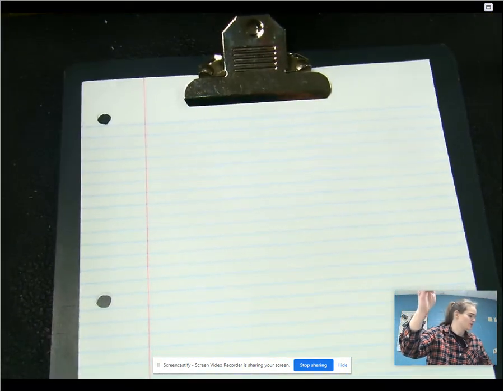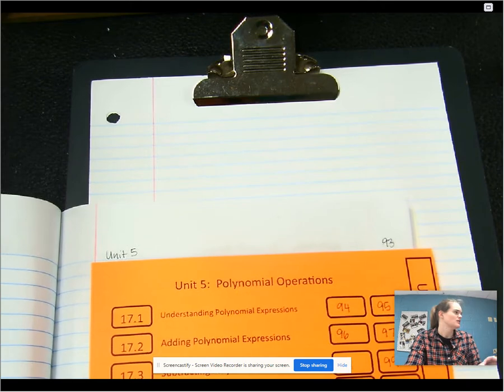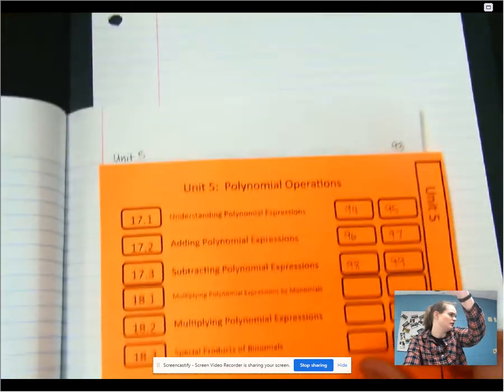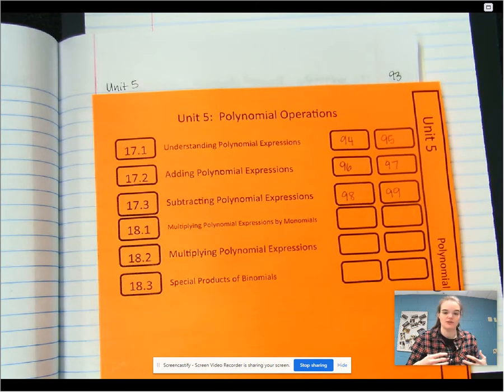Okay. We're going to get started on multiplying monomials now. Polynomials is what we've been doing, so we're going to be multiplying. The activity you did Friday should kind of have covered some of this. Some of this is going to be a review.